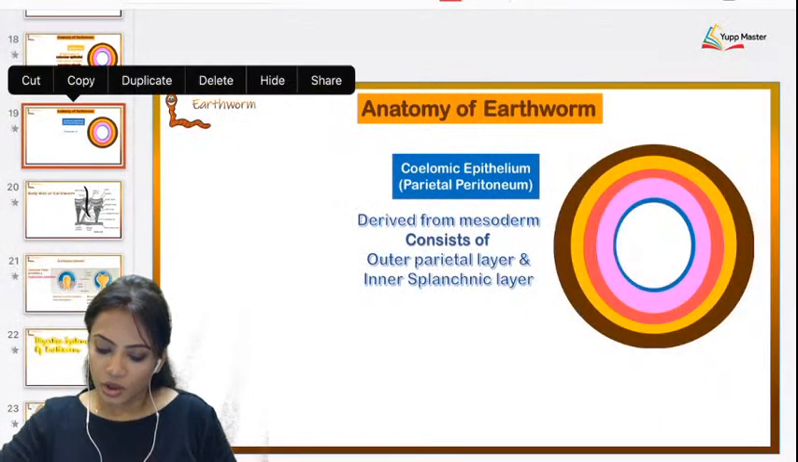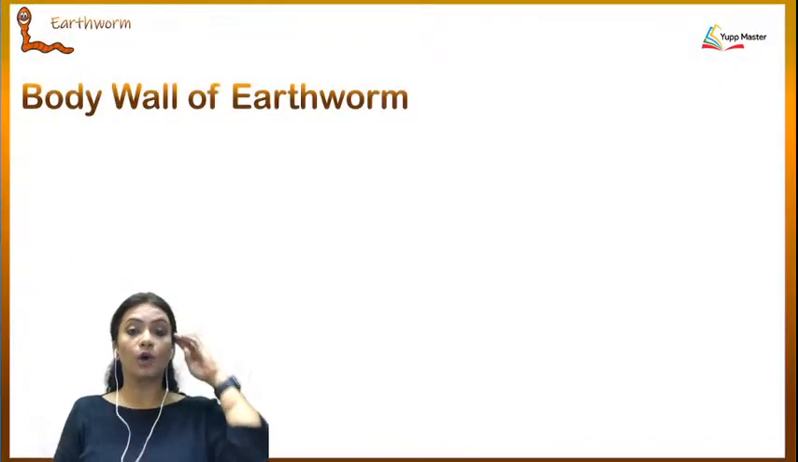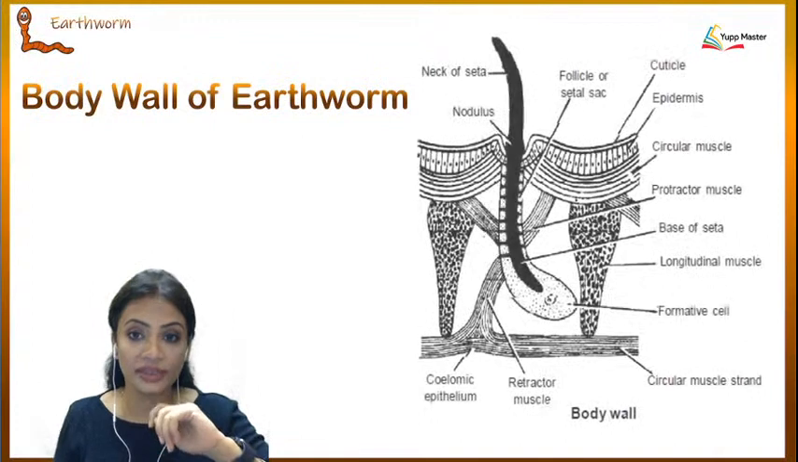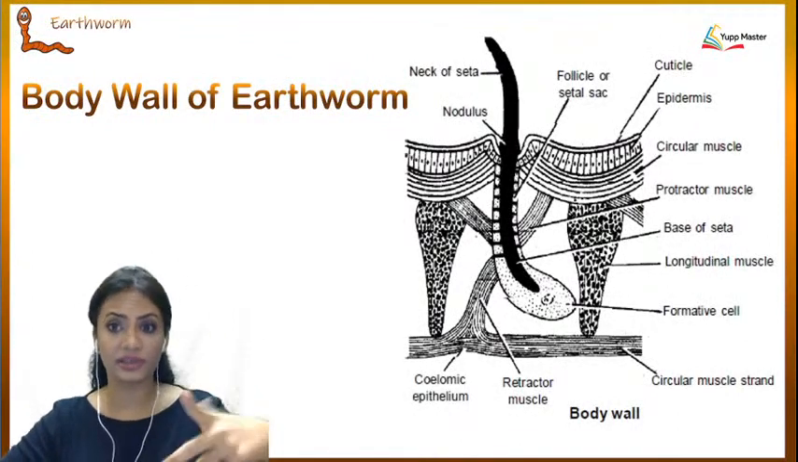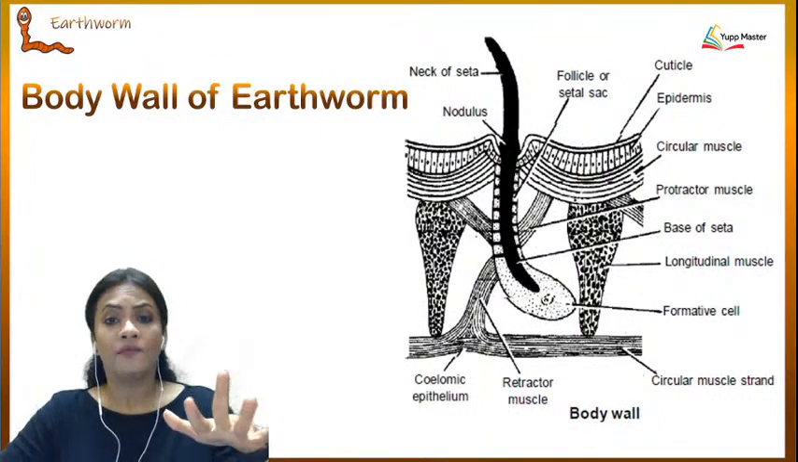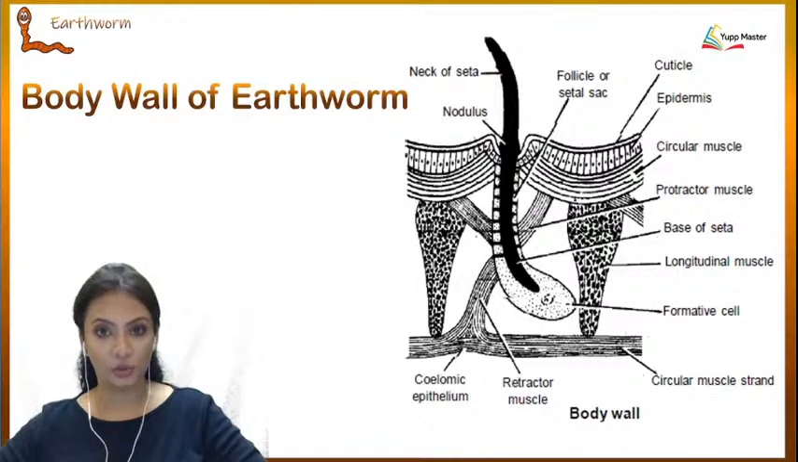Alright. So, we're talking about the body wall, okay? Now, when we're talking about the body wall of this earthworm, what do we see here? Look at those different layers. Remember, there was a cuticle, there was an epidermis, there were the muscular layers, then there was the coelomic epithelium. Let's see over here where all those things are located, okay?